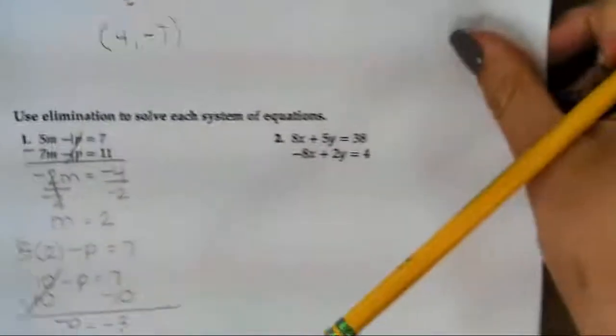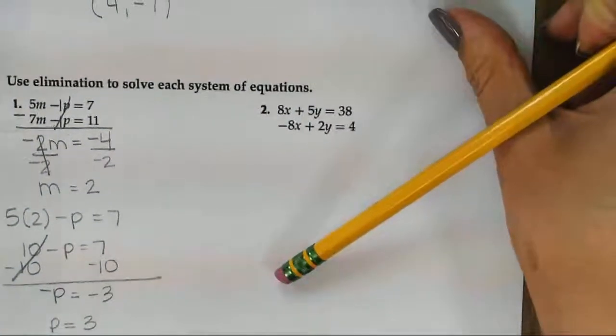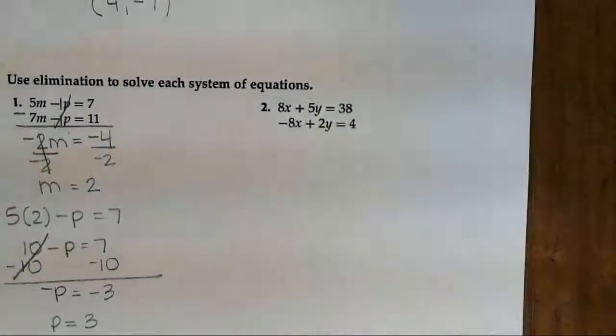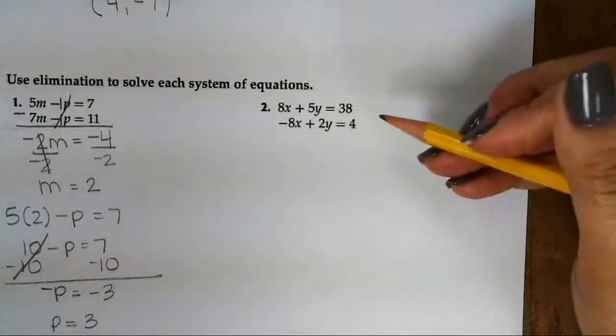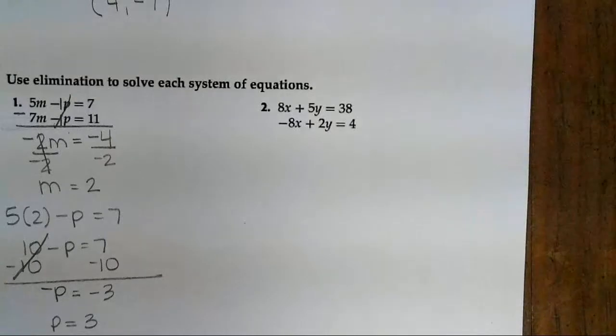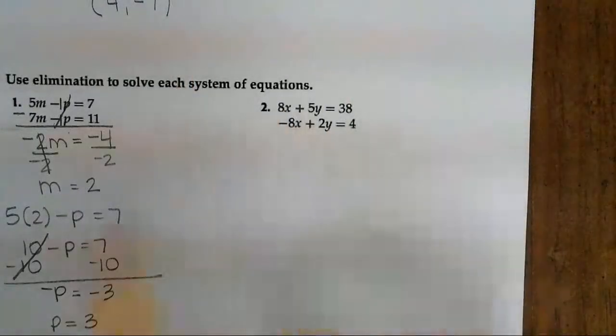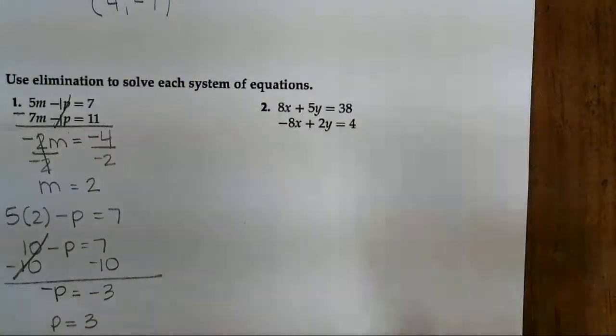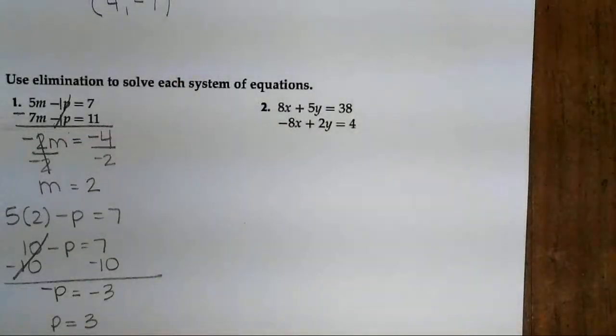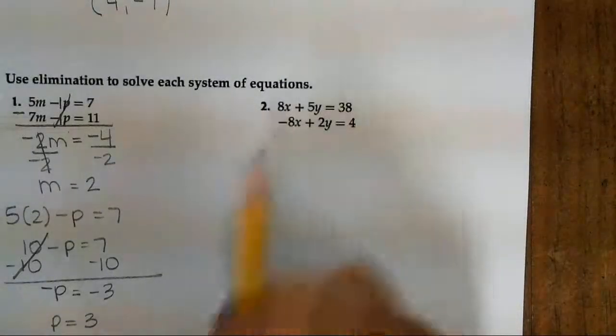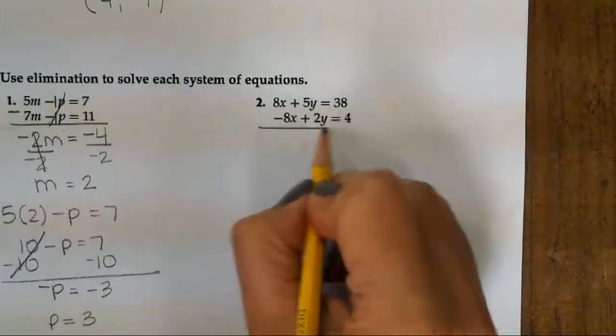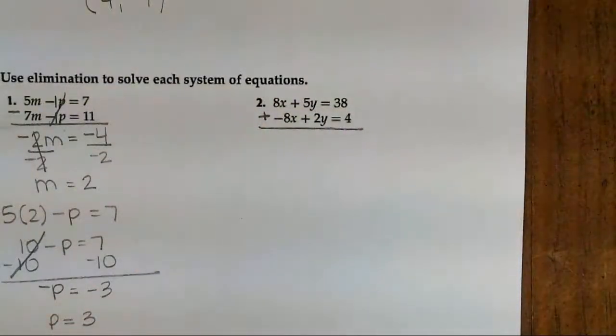All right, so now let's do this second one. Which method do you think we would have to do here? Are we going to keep subtracting or are we going to add? Think about that for a second. Do we have any of these that have the same coefficient? We do. We have the 8s. Now, if we have opposite coefficients, do we want to add or do we want to subtract? When you have opposite, you want to add. So we're going to add going from top to bottom.